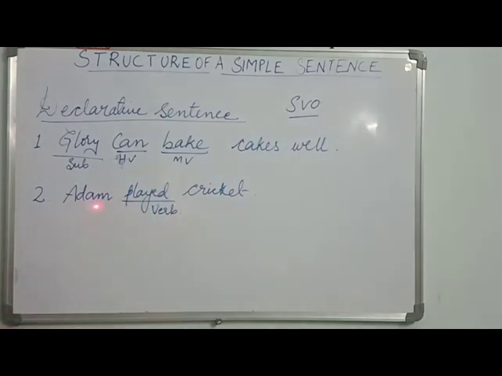Now, who played again? Who is the doer of the action? It is Adam. Adam played cricket. So, Adam is functioning as the subject. Again, it's a statement. It's a declarative sentence. The sentence is beginning with the subject. And so, the word order is SVO. I think it's getting clear for you now. The basic word order in declarative sentences is subject, followed by the verb, and the verb followed by the object, SVO.